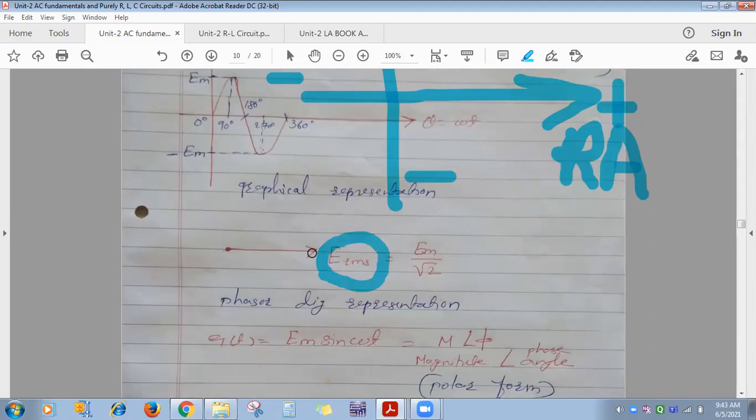What is the magnitude of this phasor? How much have I denoted? RMS value. Okay, it is equal to its RMS value. And RMS value, all of you know, if you know the peak, peak divided by root 2, you can calculate the RMS. So magnitude is equal to the RMS value.